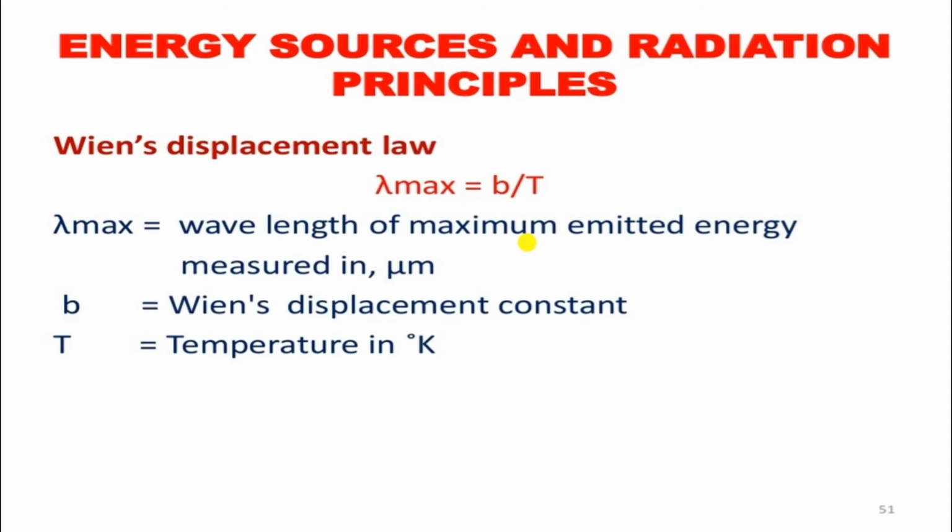Wien's displacement law: if you want to know at what temperature the wavelength is maximum, that is the equation to find out when lambda is maximum. It is the displacement constant b upon temperature T.